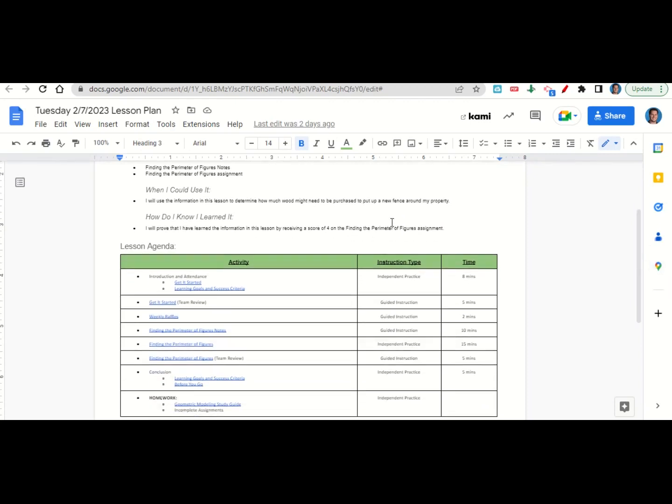Now let's take a look at our agenda for today. We will begin by going over the learning goals and success criteria. While we do that, you'll fill out your Get It Started. Once you've completed your Get It Started, we'll go over it together and answer any questions that you may have. Next, we'll do our weekly raffle. After that, we'll go over the Finding the Perimeter of Figures notes, and then I'll give you time to complete the Finding the Perimeter of Figures assignment. Once you've completed the assignment, we'll go over it together and answer any questions that you may have. At the end of class, we'll go back over our learning goals and success criteria while you fill out your Before You Go. Your only homework for tonight is to continue working on the Geometric Modeling Study Guide and any incomplete assignments that you may have.